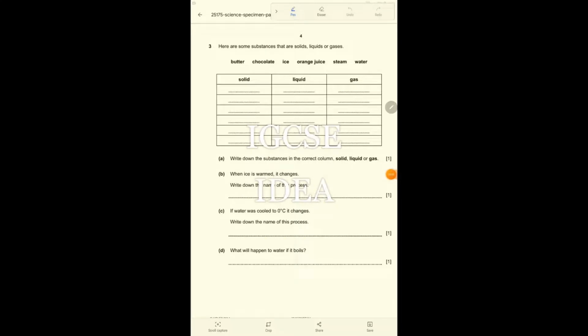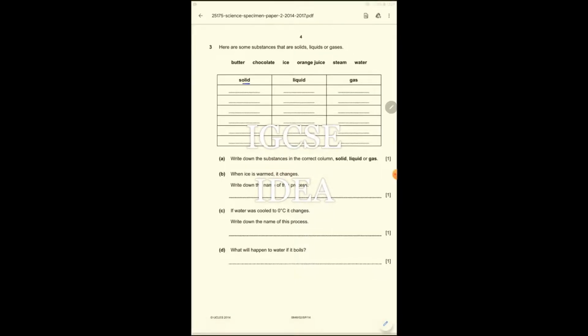Question 3. Here are some substances that are solids, liquids, or gases. Okay, first we have solid, liquid, and gas. So A. Write down the substances in the correct column. Okay, this is very easy. Butter. Butter is a solid. Chocolate's also a solid. Ice, also solid. Orange juice, no, orange juice is a liquid. Steam, no, steam's a gas. And water is a liquid.